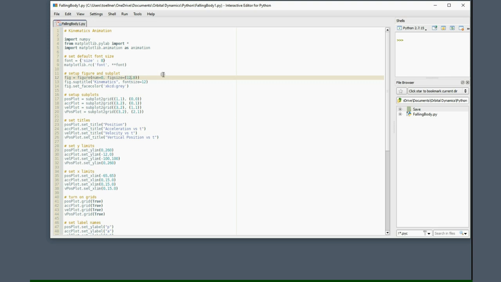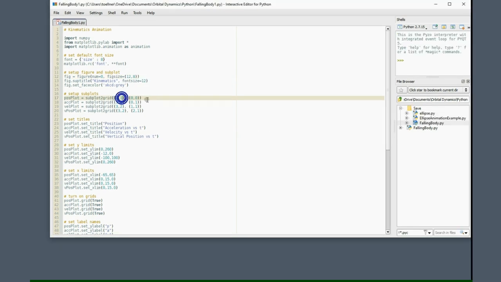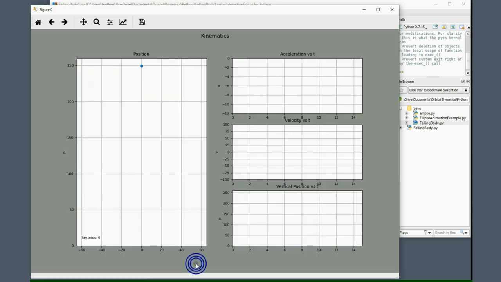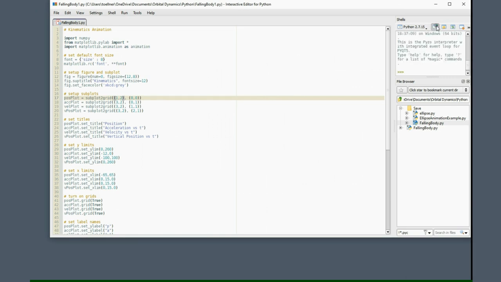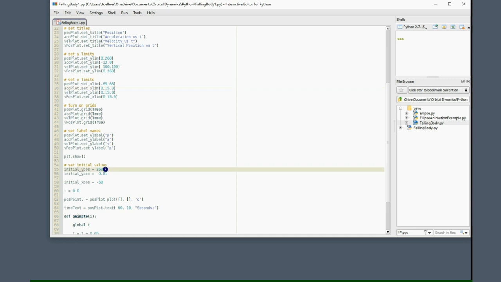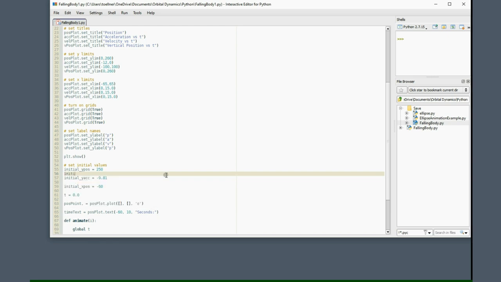And I need to increase the figure size to account for these additional plots. And this subplot needs to be in the 1-2 position. So this is what the original animation looks like, and then I've added the three subplots without values in them yet, just to see if this code works so far. All right, I mentioned we're going to start at 250. Initial y velocity will be 0.